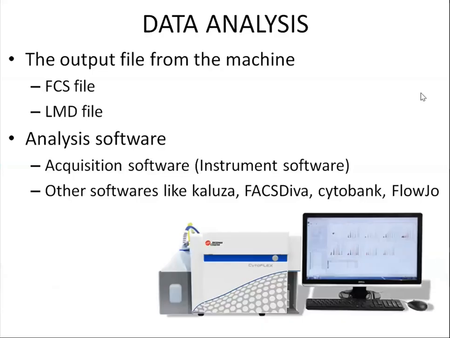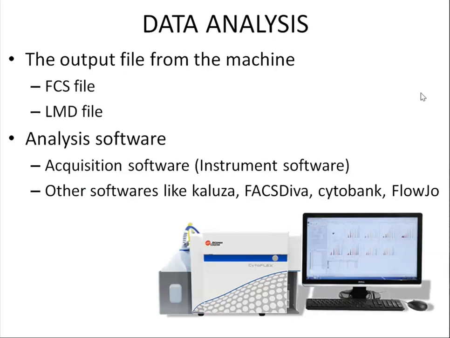So let's start. Data analysis, the output file from the machine. So you have a flow cytometer, and you process the sample, stain the sample, and run it in the flow cytometer, which is called acquisition. And once the flow cytometer does its analysis inside, it gives you data as a file format.